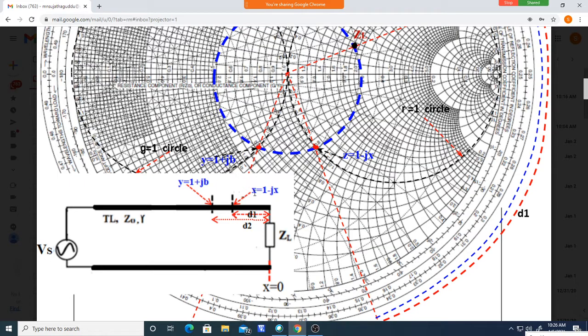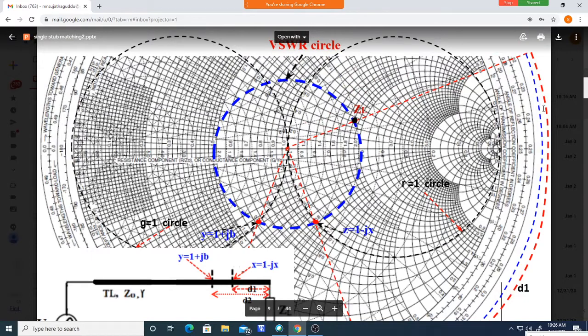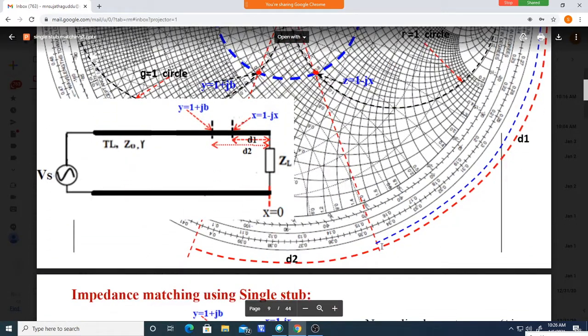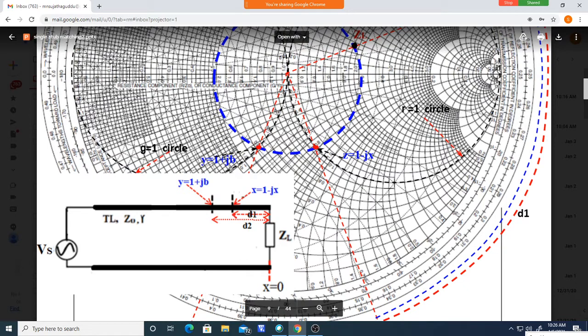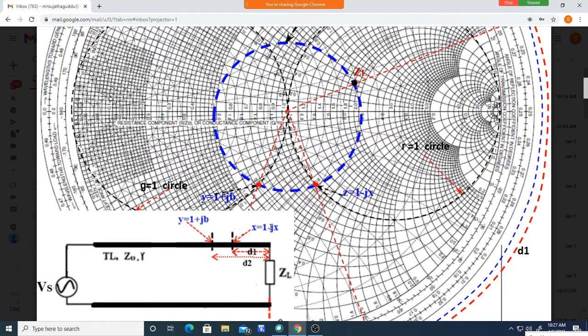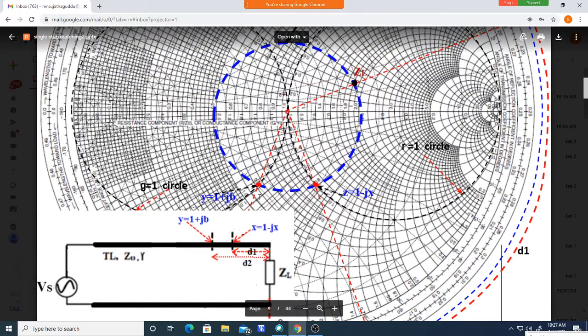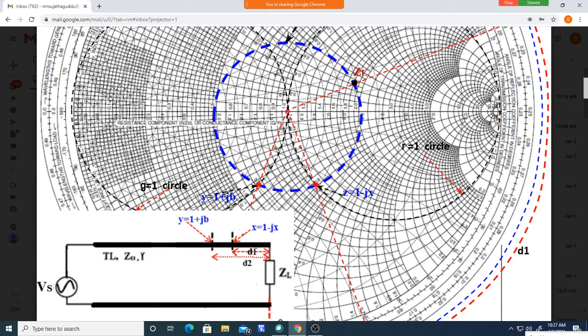This is Z, the normalized impedance value. Starting from here, how many divisions up to this? That is D1, here in blue color. Up to this, that is D1. So it is at a distance of D1 from the load, where the impedance is in the form 1 minus jx. Similarly, you can find at what distance the admittance is at from the load.